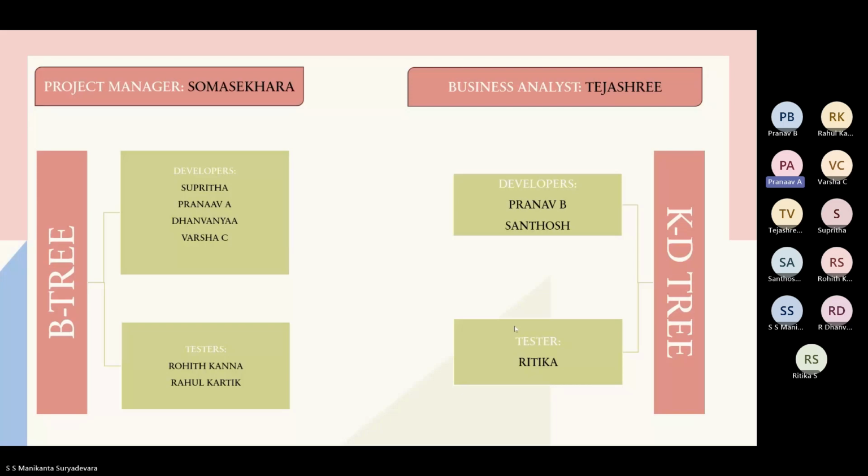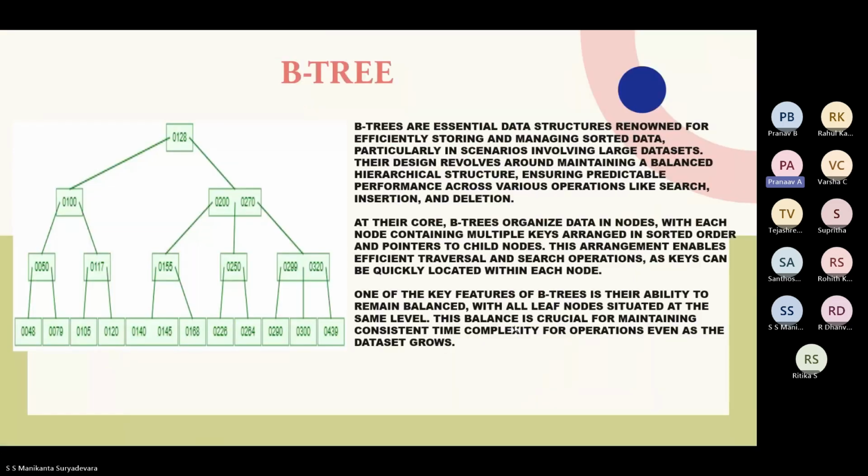So what is B tree exactly? B tree, also called balanced tree, is a data structure renowned for efficiently storing and managing sorted data. You can look at the slide to see how a B tree looks. This arrangement enables efficient traversal and search operations, as keys can be quickly located within each node. One important property of B-tree is that all leaf nodes are at the same level.